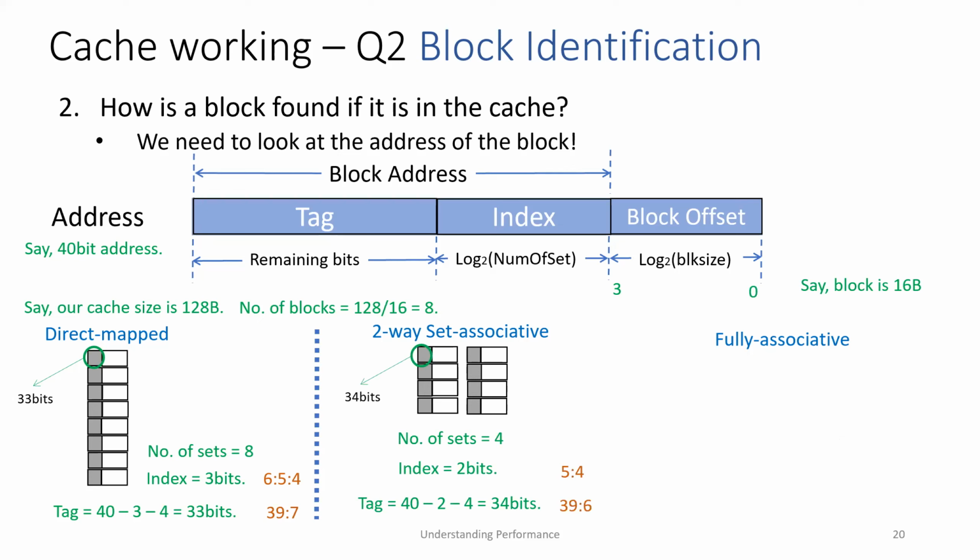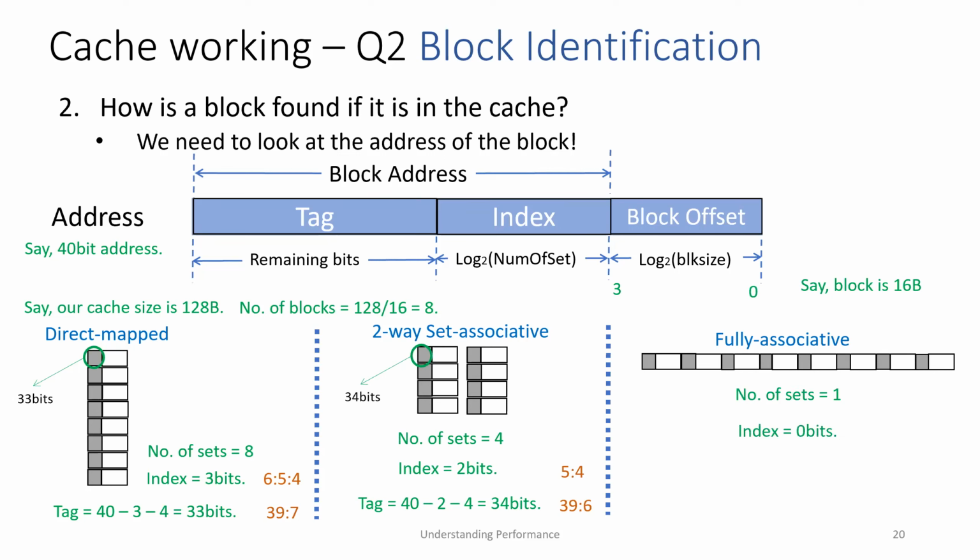Okay, and in fully associative, all of them belong to one set practically. So we need to store 36 bits in each of these tag arrays in a fully associative cache. Now the important point to note is, even though all these three have the same capacity, the number of tag bits depends on the associativity.